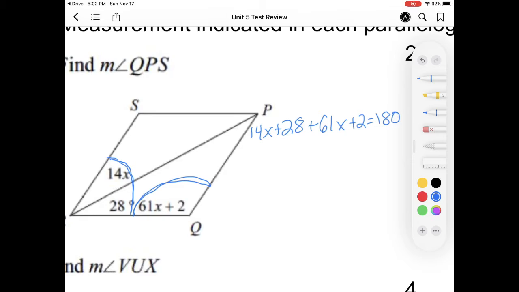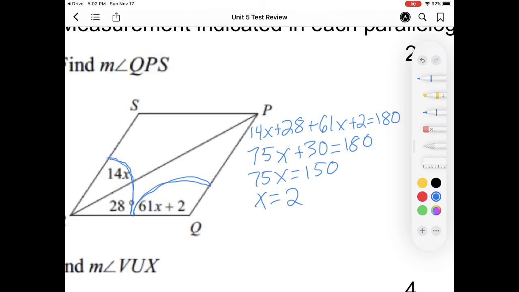We then need to simplify by combining like terms, which was 70x plus 30 equals 180. We're going to minus 30 on both sides, so we get 75x equals 150. Divide by 70 on both sides, and we get x equals 2.